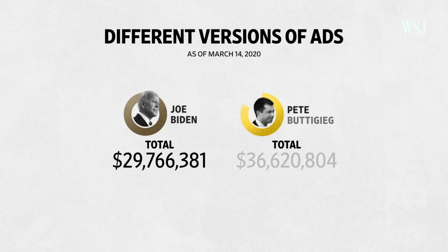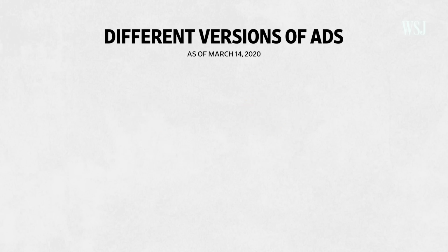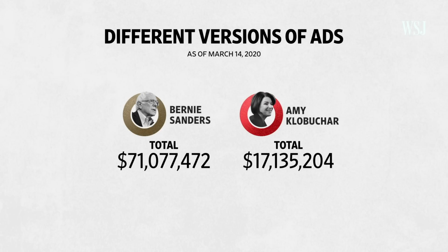Both Biden and former South Bend Mayor Pete Buttigieg appeared to change several of their ads, but had fewer versions than others. Out of all the ads we tracked, it was Sanders and Senator Amy Klobuchar who made the most changes. We asked the campaigns about their strategy.